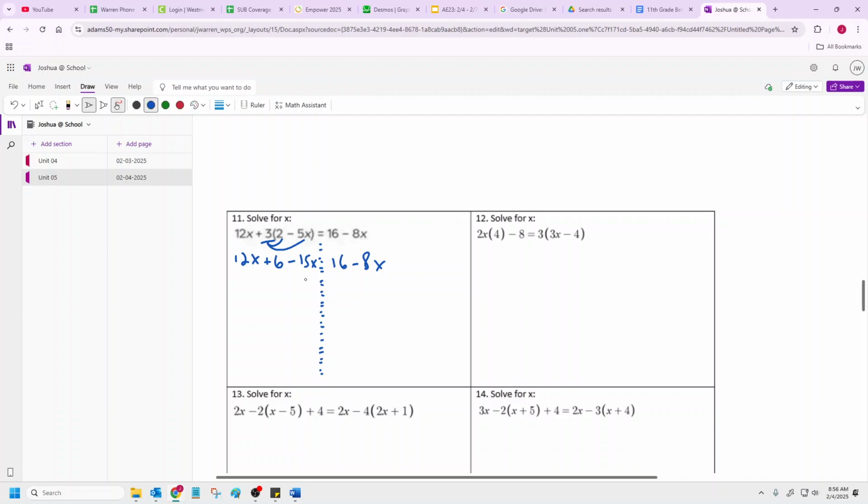So I have 12x minus 15x. You're going to subtract the coefficients. So that's 12 minus 15. This is a positive number. So when they're different signs, we're going to subtract. So 15 minus 12 is 3. The bigger number in quotations is 15, so it's going to be negative 3x. So we have our negative 3x. I've written that down. I can't do anything else with this positive 6, so I bring it down.